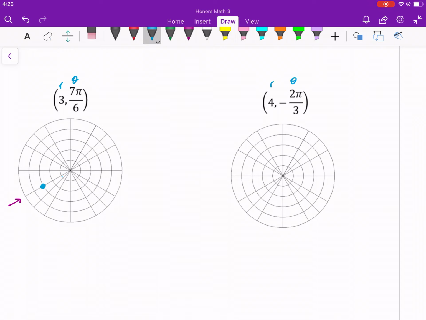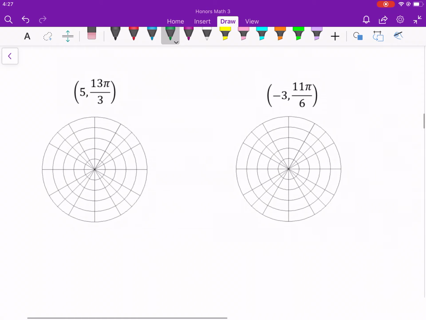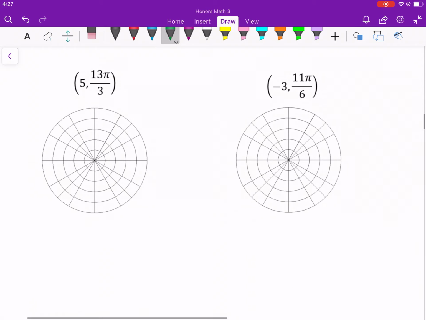Remember, negative angles. 2 pi thirds is usually right here, so negative 2 pi thirds would be where 4 pi thirds is. You're just going backwards. And then we're going out 4. 1, 2, 3, 4. Nothing too crazy yet. No, I'm just kidding. All right. Honestly, these aren't any more crazy than the others.